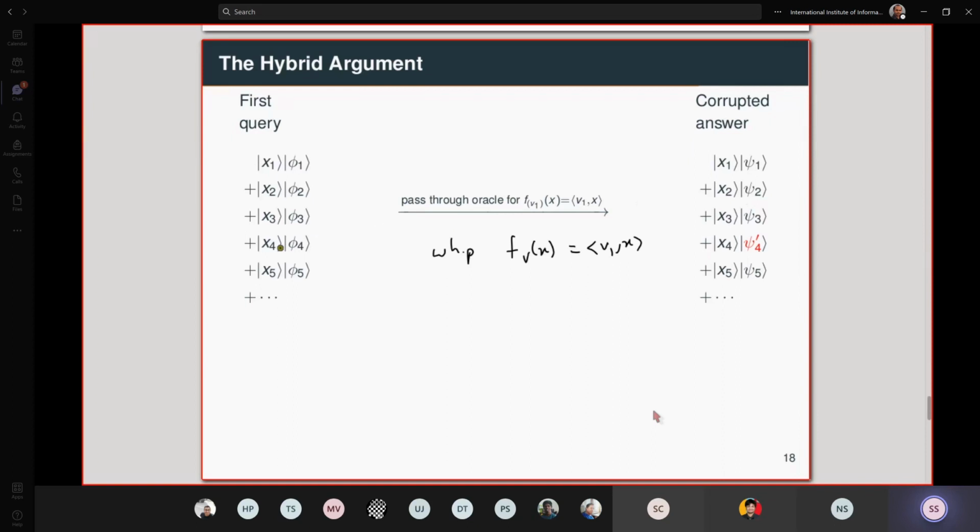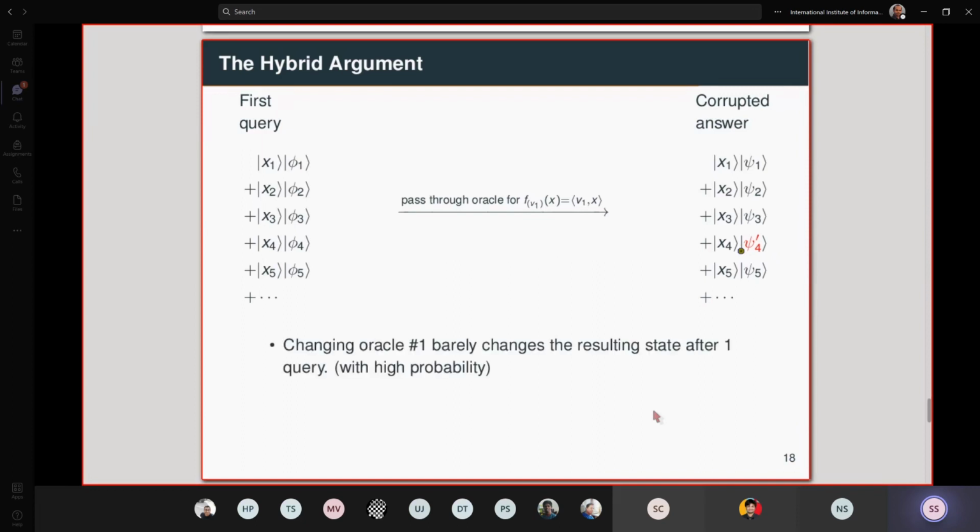For an extremely small fraction of the x's, the answer would have actually changed because it should have given you v2 inner product x minus gamma, but instead it's always only giving you v1 inner product x. So the answer is slightly different from what it should be. And so if you look at what the original was, you had this original answer and you have this corrupted answer.